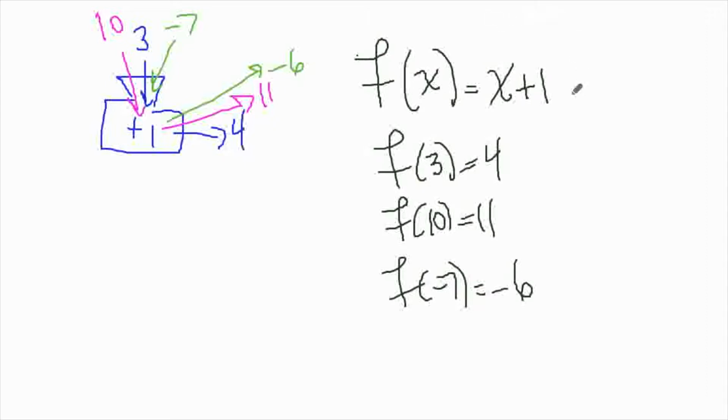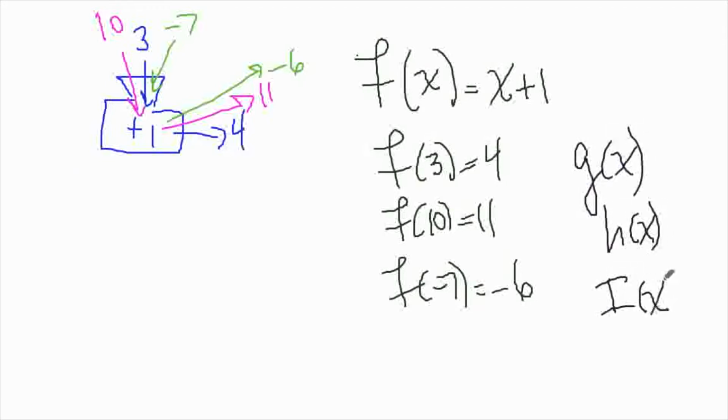Another notation that you can communicate with other people is you can call it f of x. There's no reason you couldn't have called it g of x or h of x or capital I. Just like variable names, function names don't matter. Sometimes people just call it y. So y is equal to x plus 1, where y just denotes the same thing as f of x.